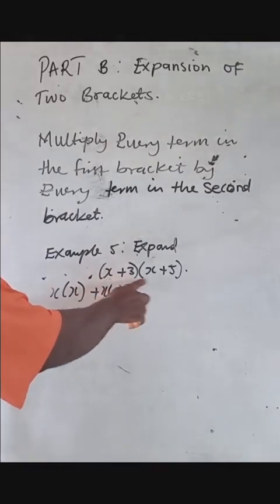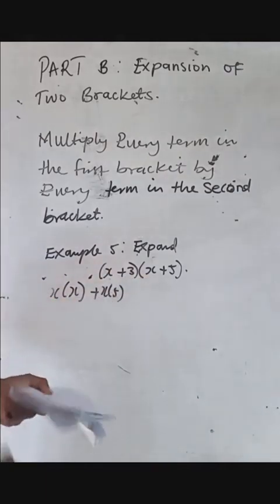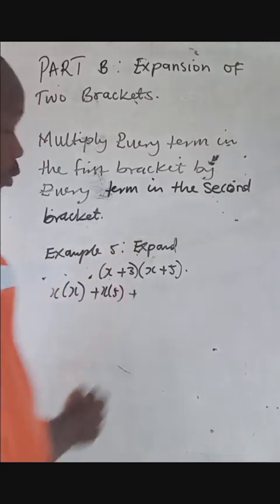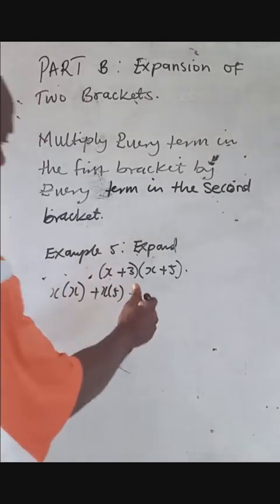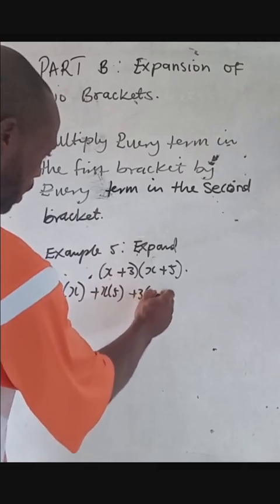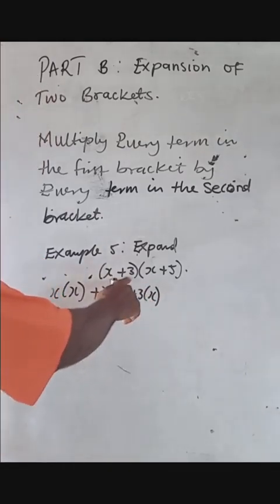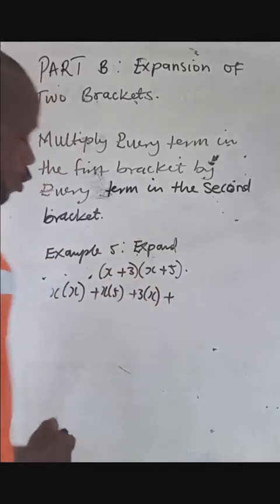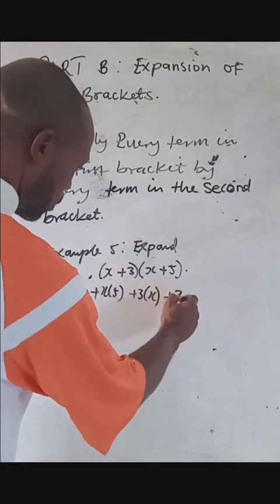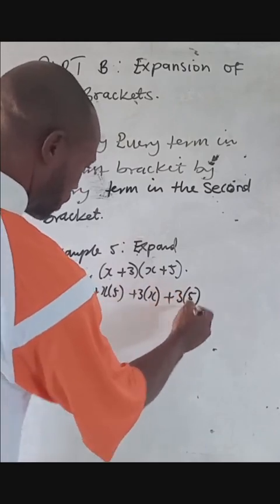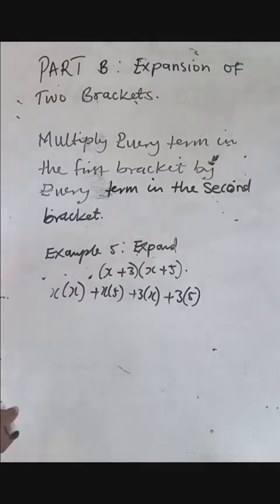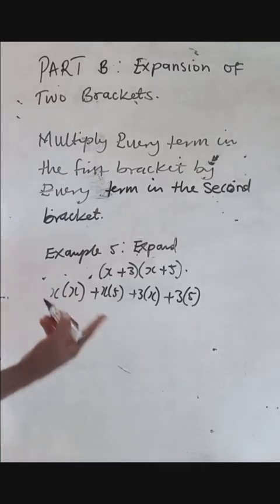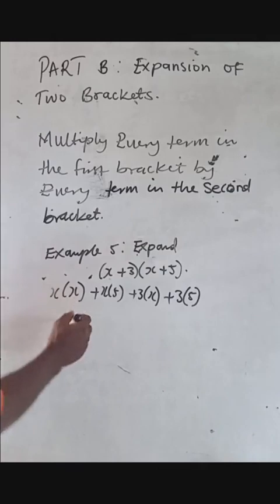Plus 3 multiplied by x. So we are carrying the positive sign along. Plus 3 multiplied by x. Plus 3 multiplied by plus 5. Positive sign is coming along as well. So we're going to have plus 3 multiplied by plus 5. So x multiplied by x is x squared.